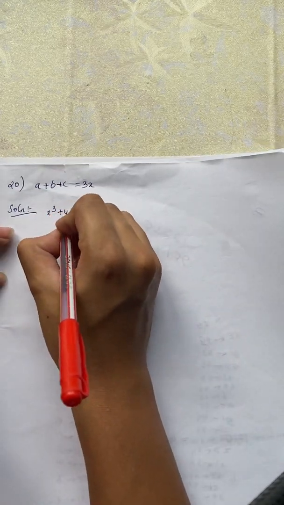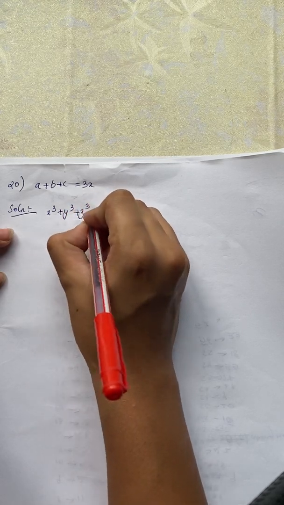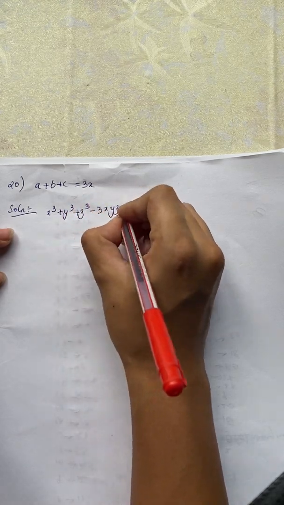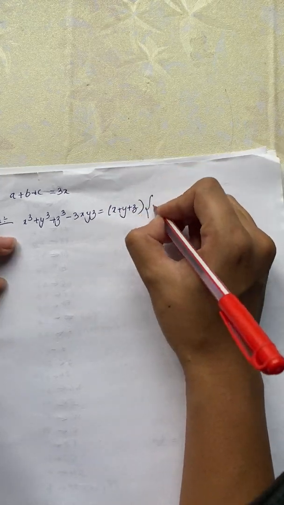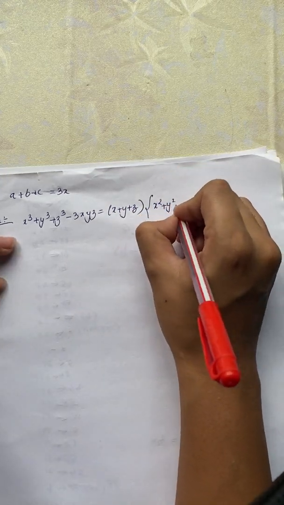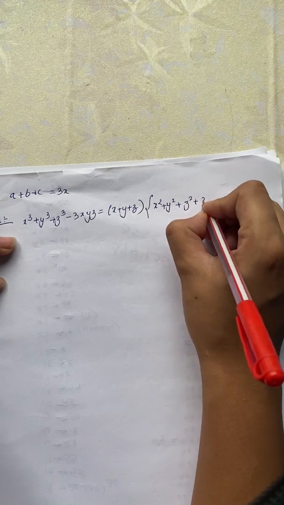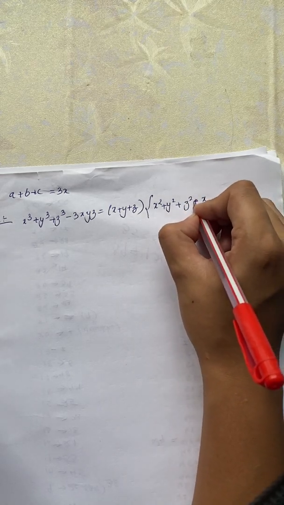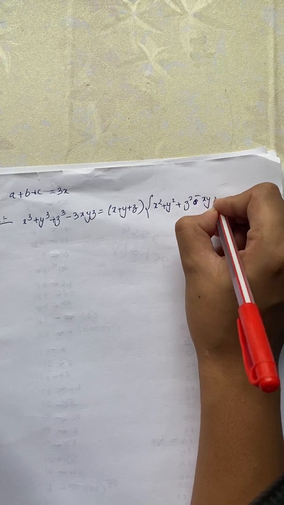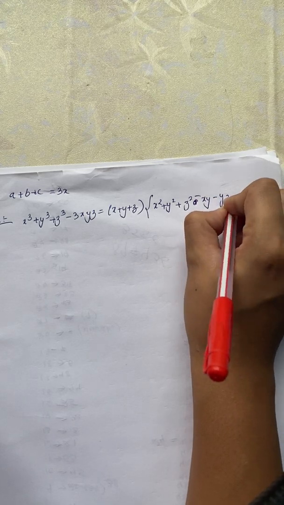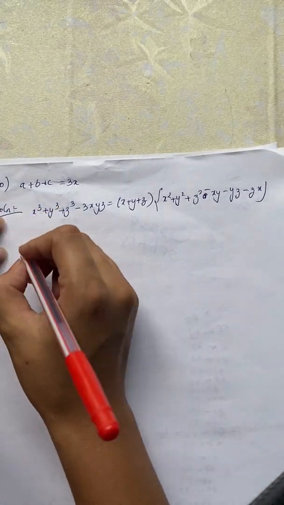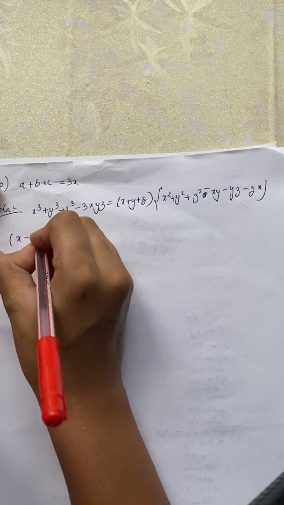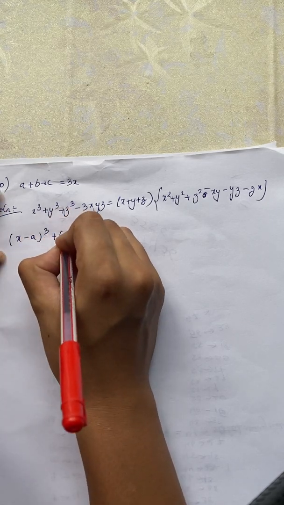x cube plus y cube plus z cube minus 3xyz is equivalent to x plus y plus z into x square plus y square plus z square minus xy minus yz and minus zx. This is the given formula. What are we asked to find? We are asked to find x minus a cube plus x minus b cube.